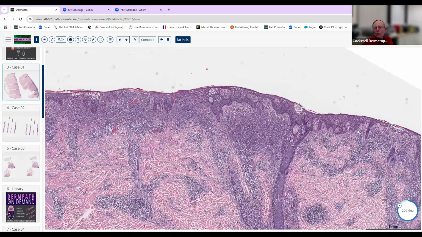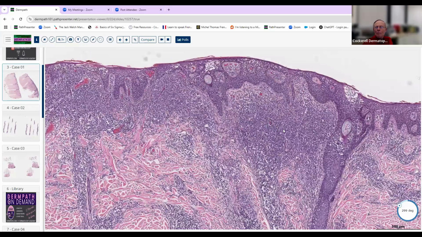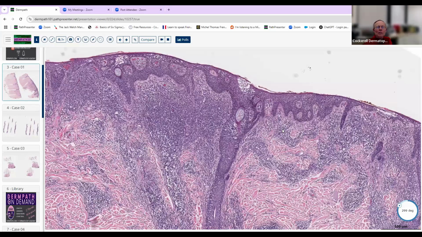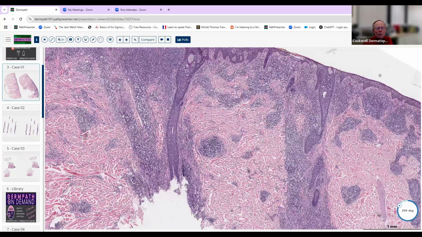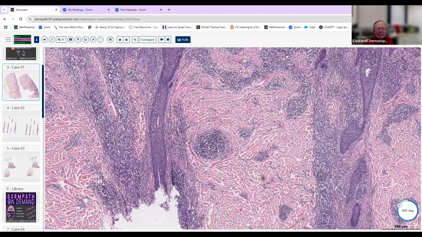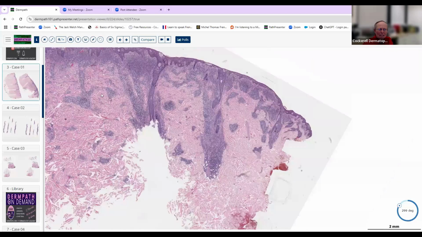That's not truly lichenoid. A lot of people get a little sloppy when they talk about lichenoid inflammation. It really needs to obscure the dermal-epidermal junction, where you can't see the interface between the epidermis and the inflammatory infiltrate, for it to be lichenoid. This isn't really lichenoid. It's more of a band-like infiltrate. And then down here, it's actually got a nodular pattern as well. So this is a band-like infiltrate superficially with some pretty dense nodular infiltrate in the dermis.